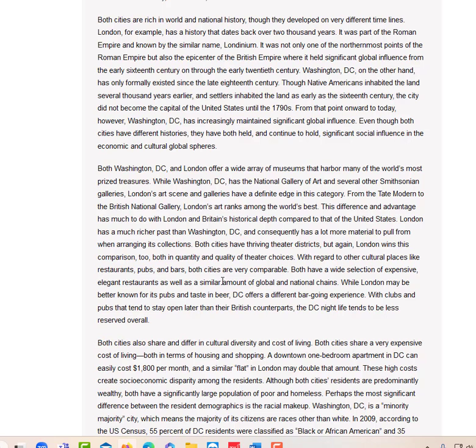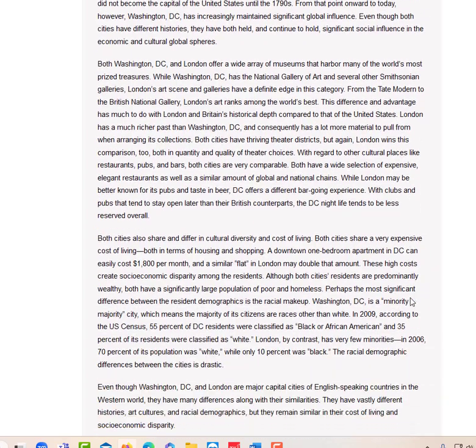A downtown one-bedroom apartment in DC can cost $1,800 a month, and a similar flat in London may double that amount. These high costs create socioeconomic disparity among the residents. Although both cities' residents are predominantly wealthy, both have a significantly large population of poor and homeless. Perhaps the most significant difference between the resident demographics is the racial makeup. Washington, D.C. is a minority-majority city, which means the majority of its citizens are races other than white.